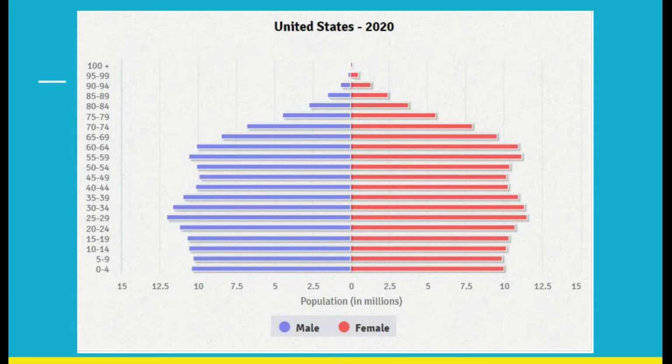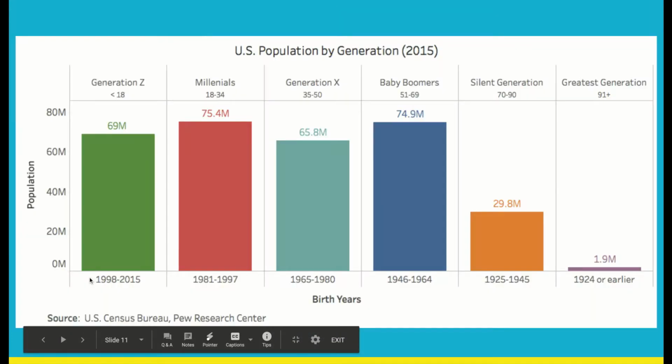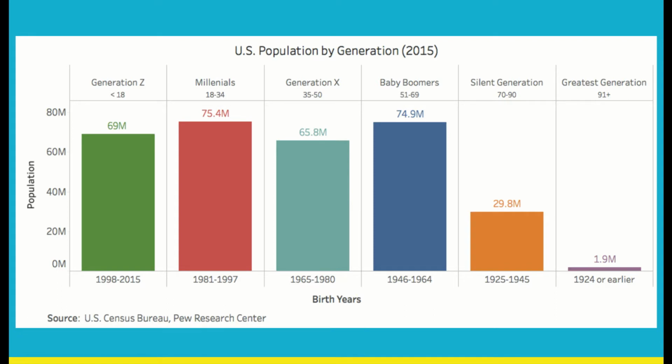The image you see right here is the United States population broken down by male and female, as well as broken down by different age groups. This image right here shows the United States population broken down by generation.